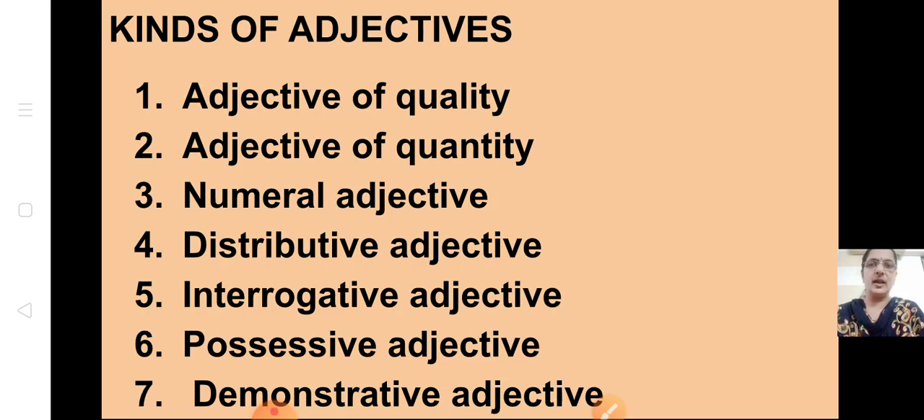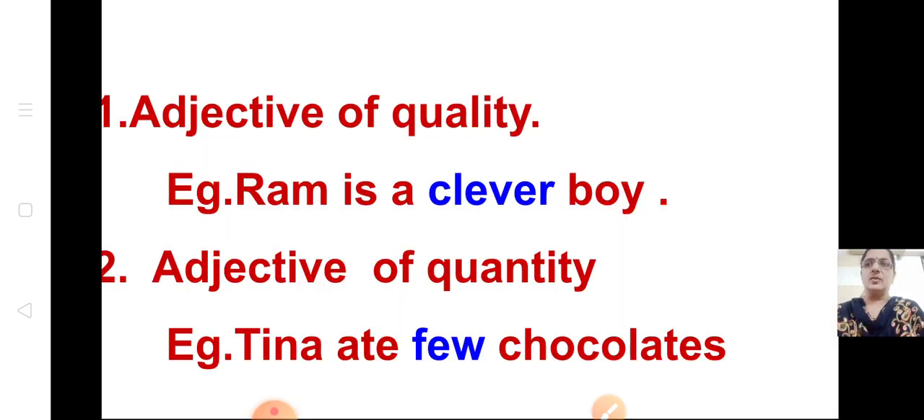So what are the different kinds of adjectives we learned? Adjective of quality, adjective of quantity, numeral adjective, distributive adjective, interrogative adjective, possessive adjective and demonstrative adjective. Seven types of adjectives are there. Okay. Now I will give examples so you will remember everything. If you want to learn more about it, you see the videos.